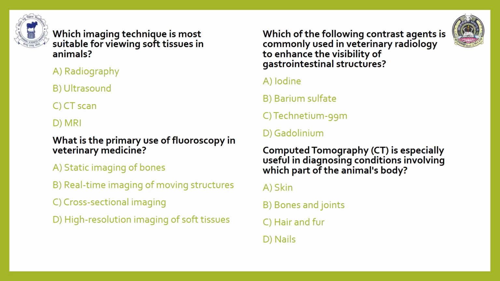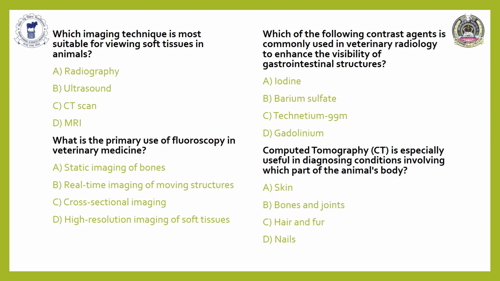Which of the following contrast agents is commonly used in veterinary radiology to enhance the visibility of GI structures? Barium sulfate, right? So if I'm asking one question, then there are other options. You should correlate: if gadolinium is mentioned, in which technique is gadolinium used. If technetium is mentioned, where it is used. If iodine is mentioned, in which situation it is used. If we are performing myelography, which contrast agent will be used? So other options you have to rule out. You have to think about them also.